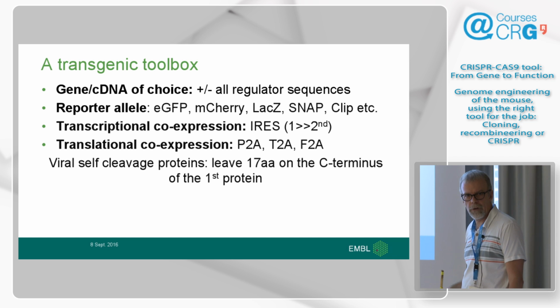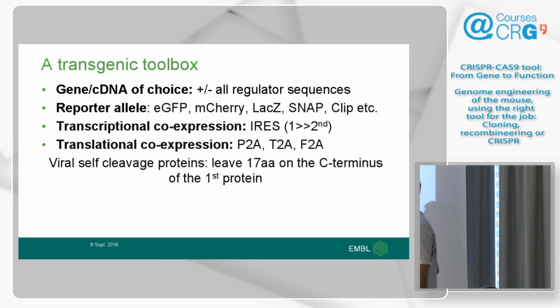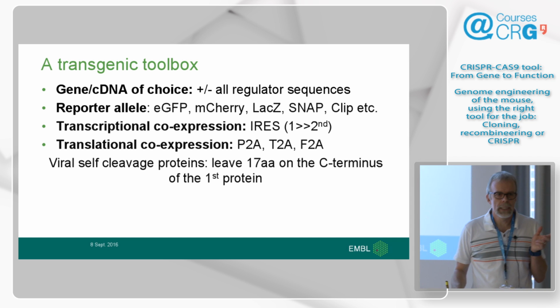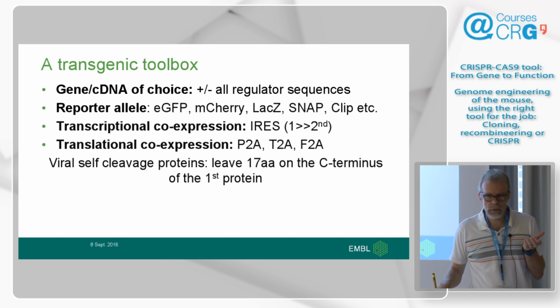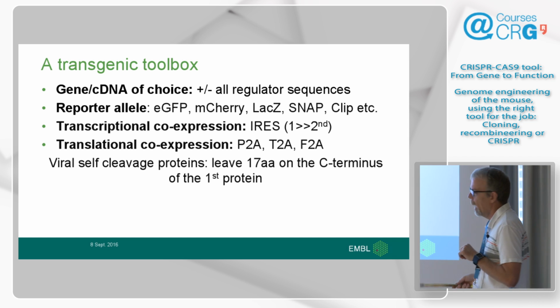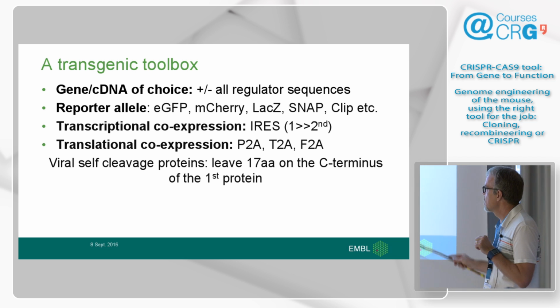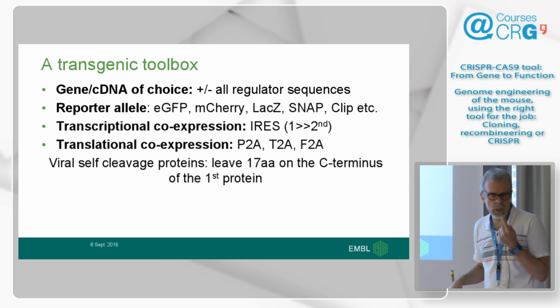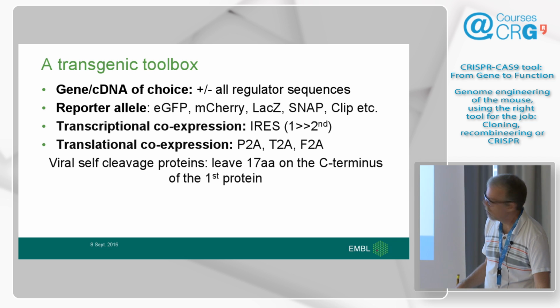It's again from a virus. It's a self-cleavage protein, and it's small. They're 19 amino acids to like 22 amino acids, so that's a much smaller cassette. And when you have these in place, I'll show again in a second here, but you leave 17 amino acids on the first protein, and you actually leave 1 amino acid on the second one.